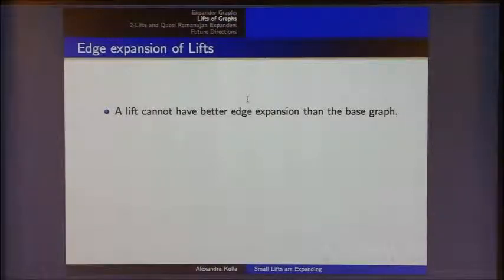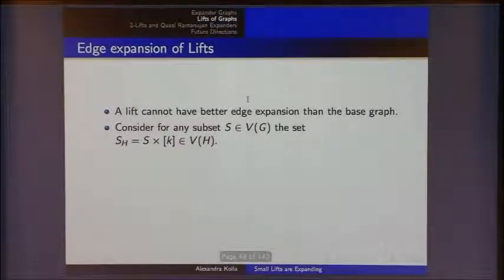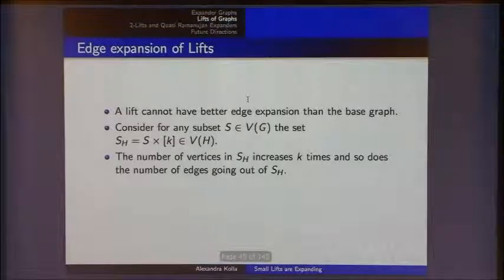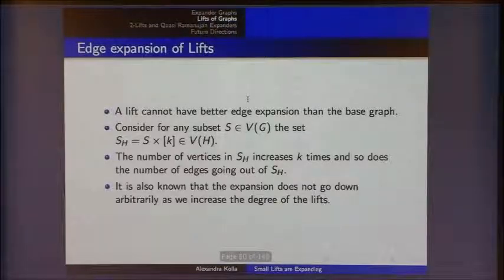A lift cannot have a better edge expansion than the base graph. Why is that? When we take any set on the base graph, I'll give you a set with the same expansion. Just take all the k copies of the vertices in the set; both the edges and the vertices increase by a factor of k, therefore expansion cannot be better in the lift. And it can also be shown that it cannot be horrible if you take k large enough.